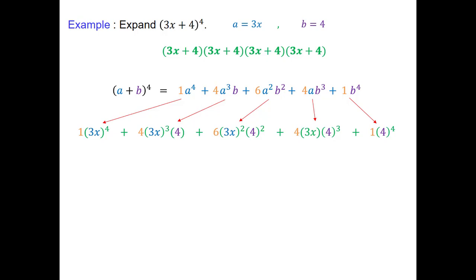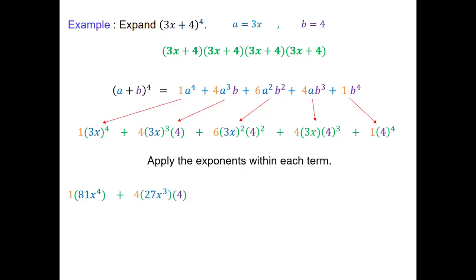At this point, we have a few quantities that are raised to powers. So the first thing we have to do is apply the exponents within each of the terms. We first look at (3x) to the power of 4 and realize that that's 81x to the 4th. In the next term, we see (3x) to the 3rd power. So 3 cubed and x cubed gives me 27x cubed. For the next term, we see (3x) squared, which is 9x squared, and 4 squared gives me 16. In the next term, we have 4 cubed, which is simply 64. And 4 to the power of 4 in the last term gives me 256.